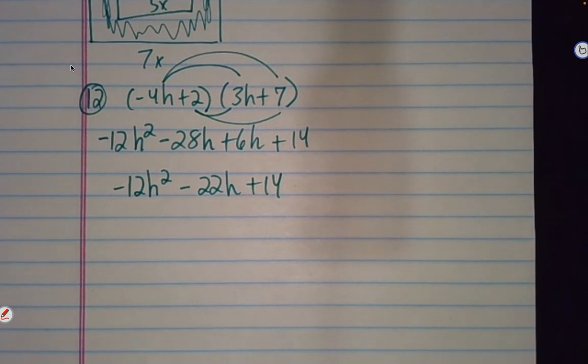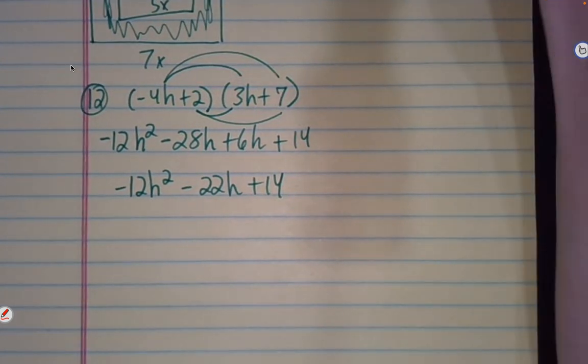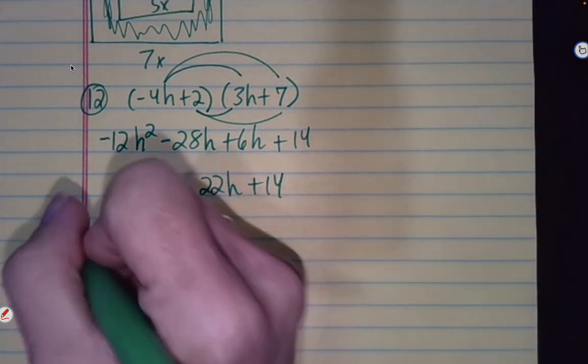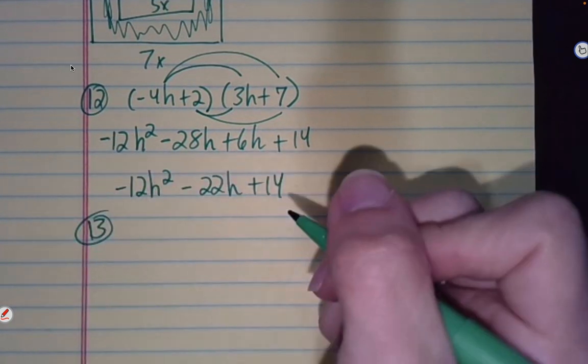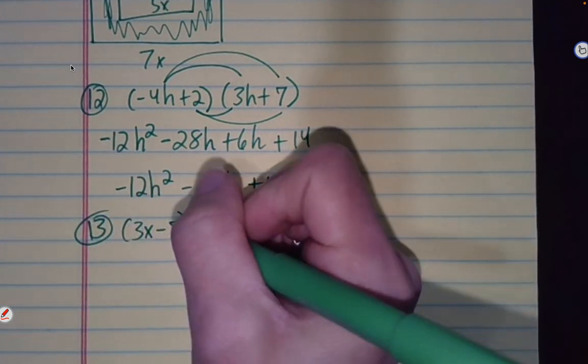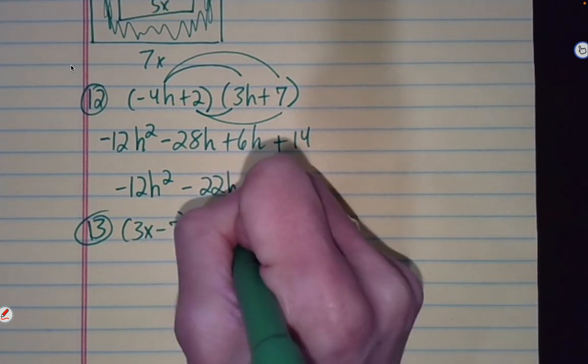And I know the directions are different for 12 and 13, but it's really the same. It's like problem, however you do it. All right. Then number 13, let's go ahead and do that one. I have 3x minus 7 times 3x minus 5.